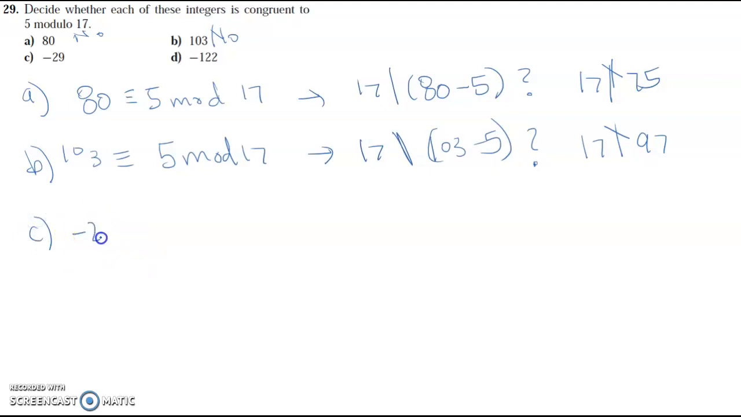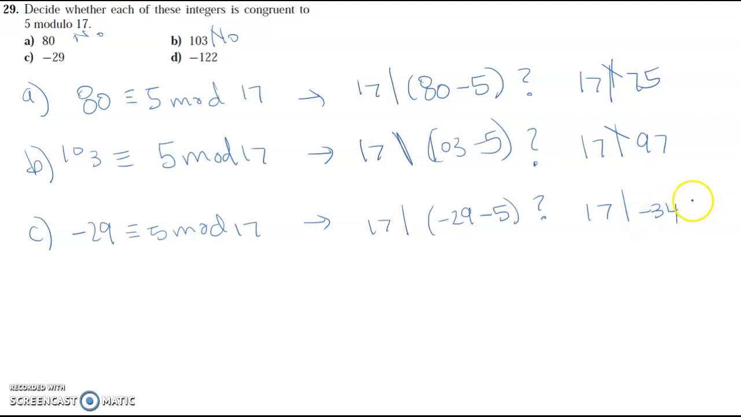Right, so next one is a negative number, so negative 29 is 5 mod 17. Applying the definition or theorem, we have 17 divides negative 29 minus 5. Is this true? Does 17 divide negative 34? Yes, this is true, so yes.